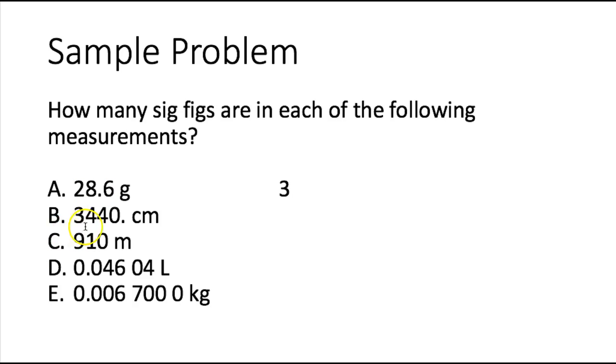What about 3,440? Well, again, the decimal point is present, so we count from the Pacific to the Atlantic, so from left to right. So we would count the 3, the 4, the 4, and the 0. That gives us 4 sig figs.